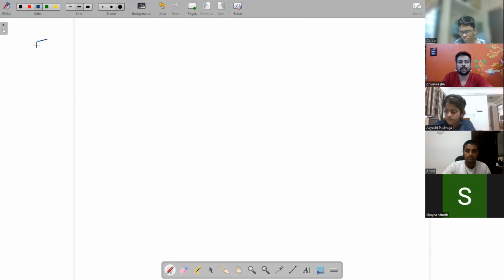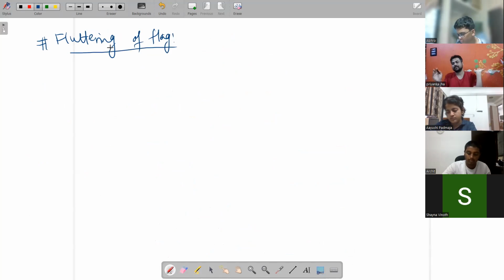Now, next new topic is fluttering of flag. See, this is very simple. Flag fly करता है. Suppose on your roof a flag is mounted. So roof is stationary. So flag will definitely flutter in the same direction, in the direction in which wind blows, right? This direction में हवा चलेगी, flag will fly in that direction.